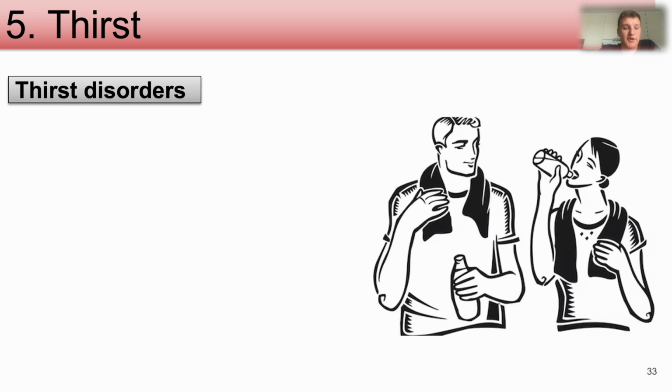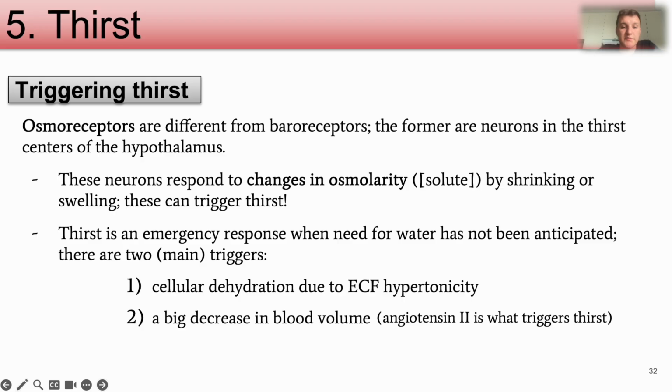So let's talk about triggering thirst. So osmoreceptors are different from baroreceptors. The former, right, these osmoreceptors are neurons in the thirst centers of the hypothalamus. So these neurons respond to changes in the osmolarity, the concentration of solute, by shrinking or swelling, and these can trigger thirst, right?